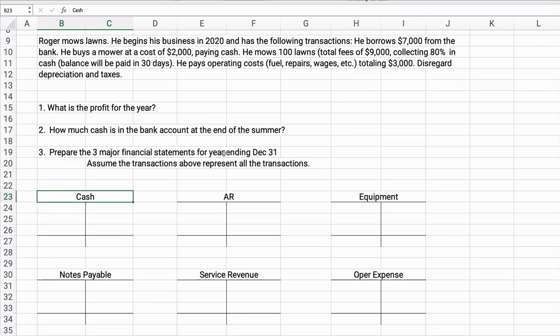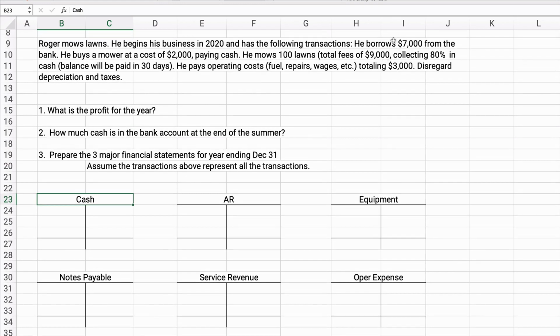Well, let's just do this line by line. He borrows $7,000 from the bank. So we're going to debit cash $7,000. I'm not doing a formal journal entry. I'm just using the T accounts, but it's going to be the same thing. The journal entry would be debit cash and credit notes payable. So $7,000 here. So debit cash, credit notes payable, $7,000. Okay, that knocks out that first sentence.